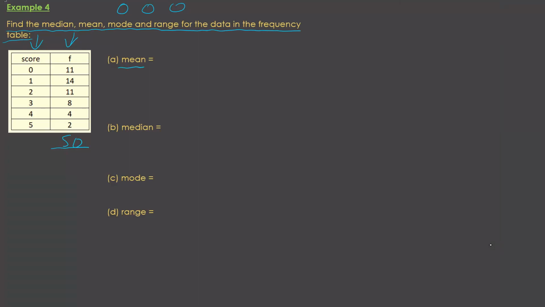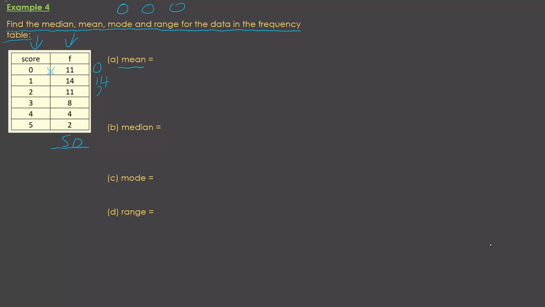To work out the mean, we need the sum of the data. We could write out all these zeros and go 0 plus 0 plus 0 and so on 11 times, and then 14 ones, add them up. But it's quicker just to multiply. 0 times 11 is 0. 1 times 14 is 14. That's the sum when we do 1 plus 1 plus 1 plus 1, 14 times.